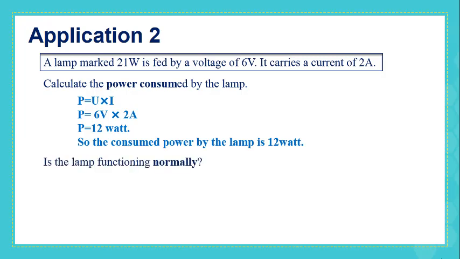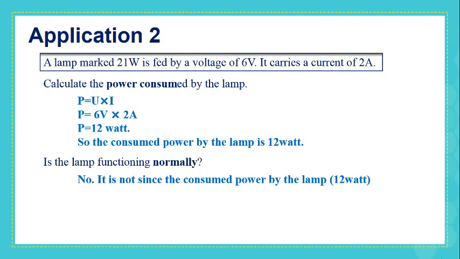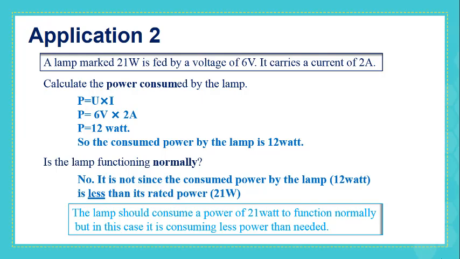Is the lamp functioning normally? Think about it, then check your answer. No, it's not functioning normally, since the consumed power by the lamp, 12 watt, is less than its rated power, 21 watt. As you know, rated power is the power needed to be consumed by the lamp to function normally. The lamp should consume a power of 21 watt to function normally, but in this case, it's consuming less power than needed. That's why it's not functioning normally.